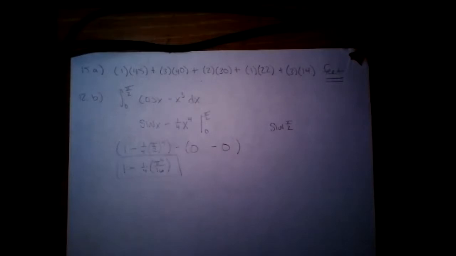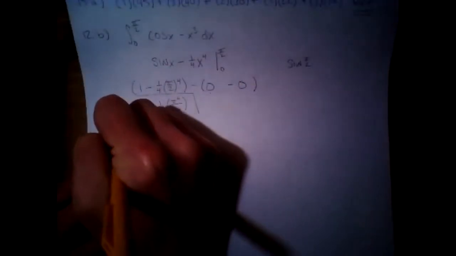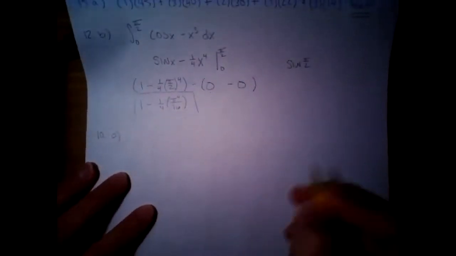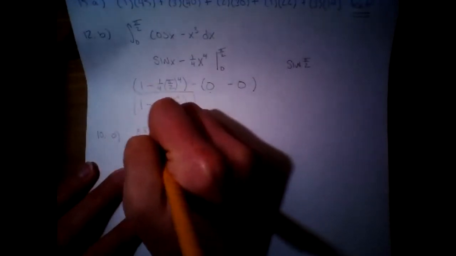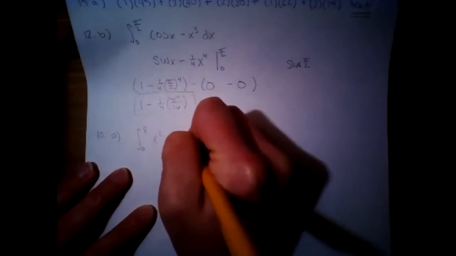All right, and then I had somebody say 10z. So let me go to 10. And we're going to do letter D. All right, so this was the problem: integral 0 to 8 x squared plus 2 dx.